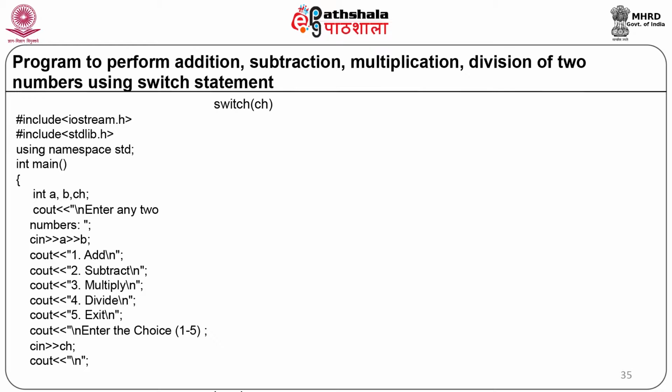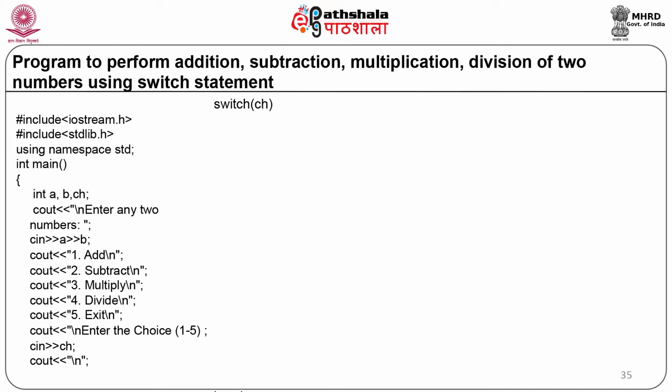Here we are declaring three variables as integer a, b and ch. We are displaying the message to the user, enter any two numbers. We are taking the input from the user as cin >> a >> b. Now we are displaying the menu to the user using the cout statement.